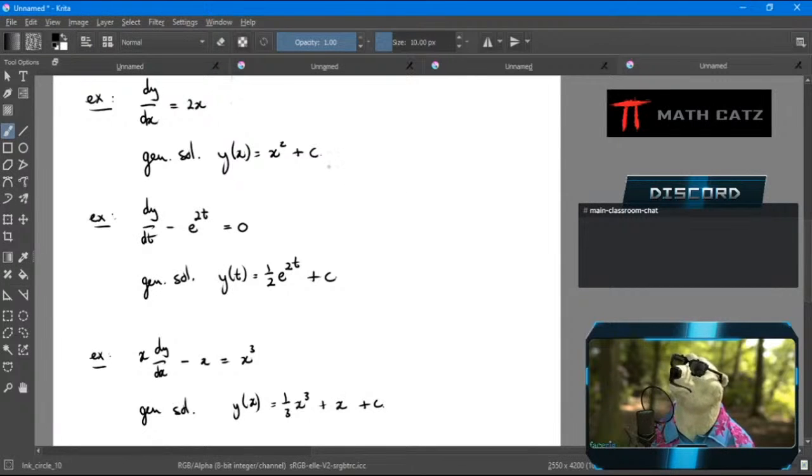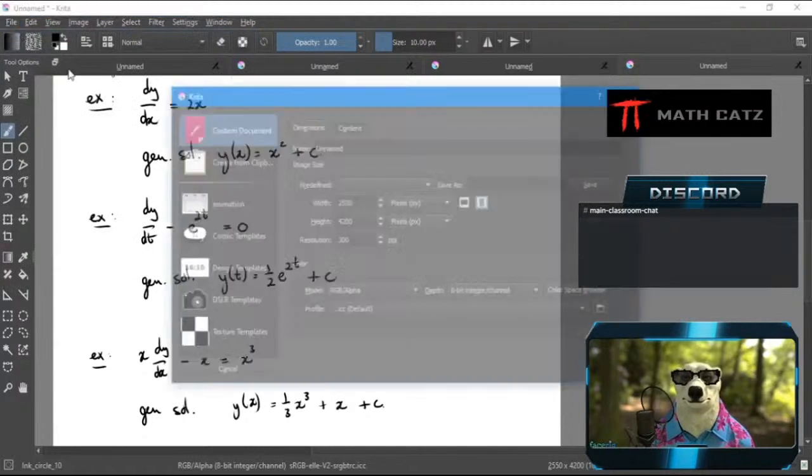But now you could ask, well, this isn't really a function specifically. What in particular do you want? This c can be any number. So my answer is still a little vague. You're going to have to give me some information. I'm going to make a new page just so I don't mess this one up.